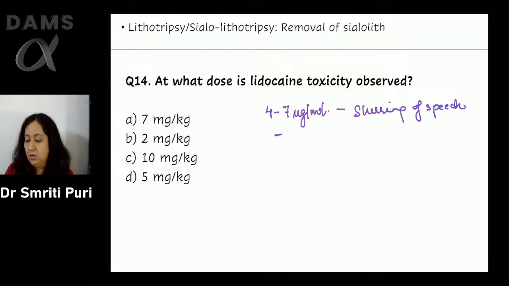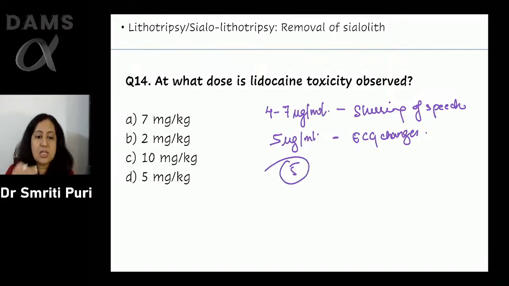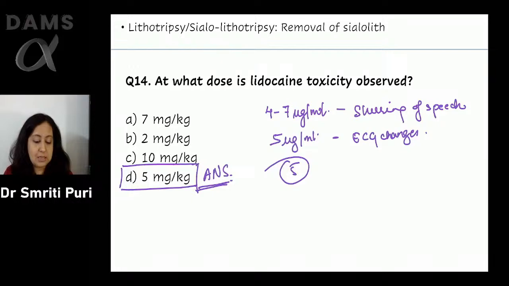And at 5 to 10 microgram per ml especially, there are ECG changes. So what is common? 5. So toxicity, first sign symptom of toxicity starts showing at 5 microgram per ml. So this is the correct answer. Understood, all of you? Please tell me in the comments.